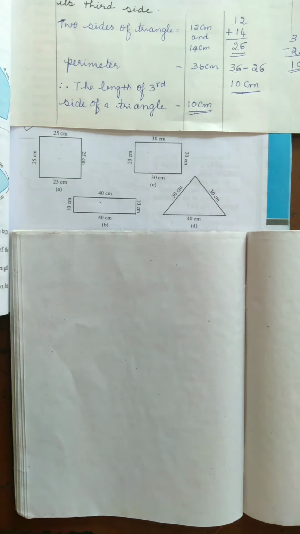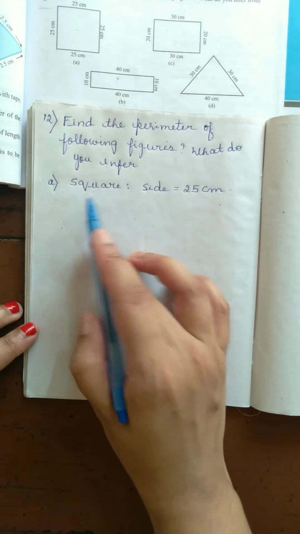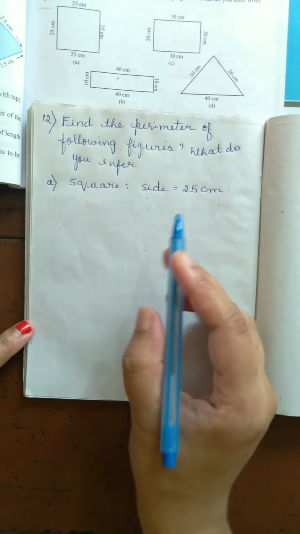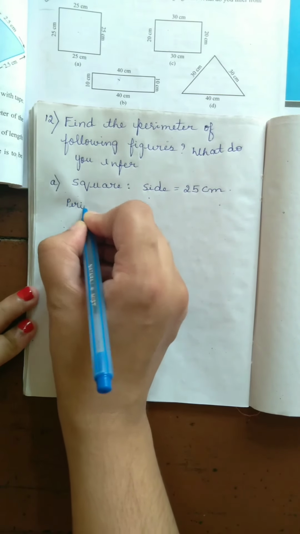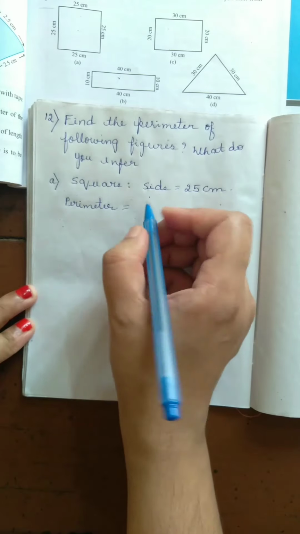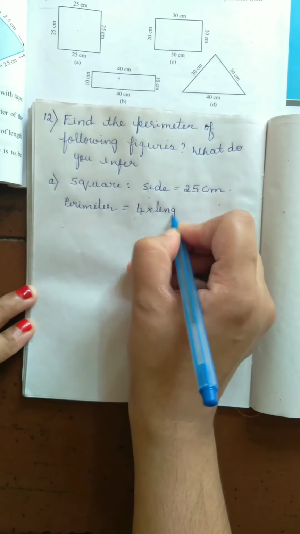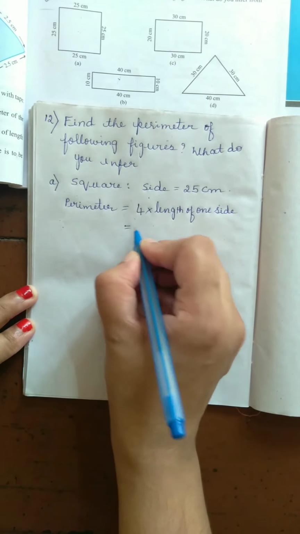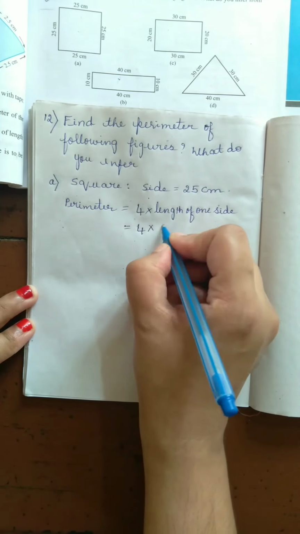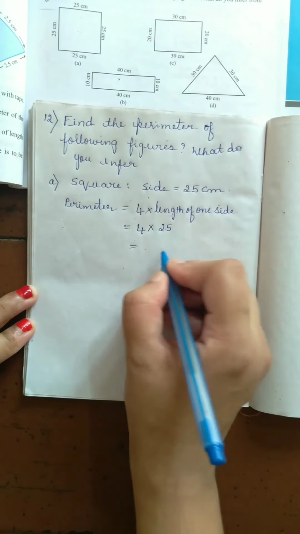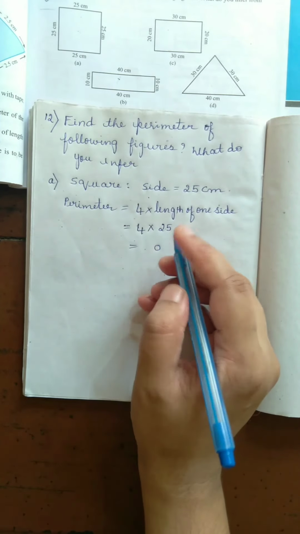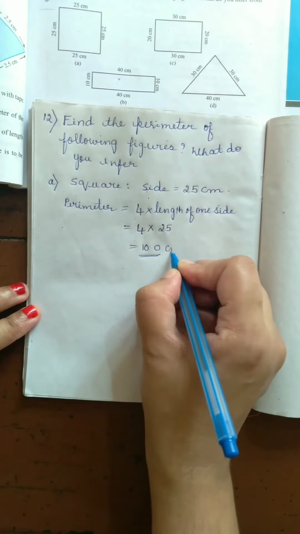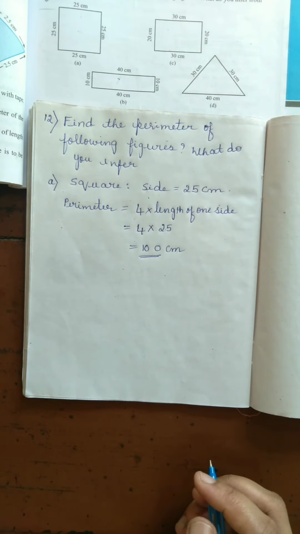So children, let us find out the perimeter of a square in the beginning, which is having 25 centimeter. So children, the first one is the square. The side measurement is given with the 25 centimeter. So in order to calculate the perimeter of a square, we have the formula that is equal to 4 into length of one side. In a square, all the four sides are equal. Therefore, 4 into the side measurement is 25. So 4 5s are 20, 2 remaining, 4 2s are 8, 8 plus 2 it is 10. Therefore, the perimeter of a square is equal to 100 centimeter.